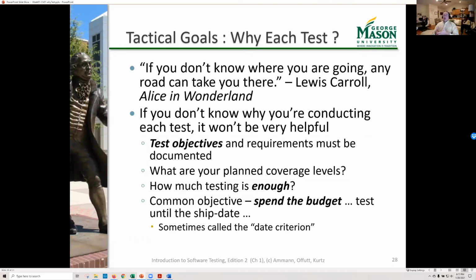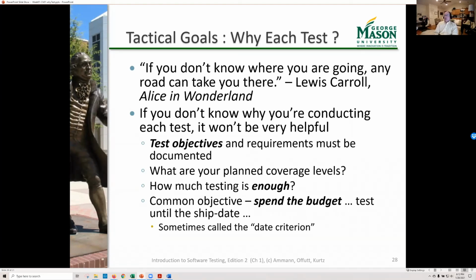So we want to think about, if we're at level 4, we want to be thinking about what's the purpose of each test? Why am I writing that test? What do I hope to achieve by it? And if I don't know why I'm writing any particular test, it probably won't be that useful. So we need to have some test objectives, and we need to have some test requirements. What are we attempting to achieve by our tests?